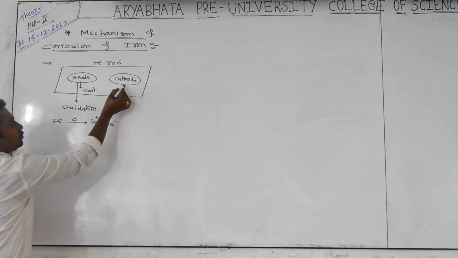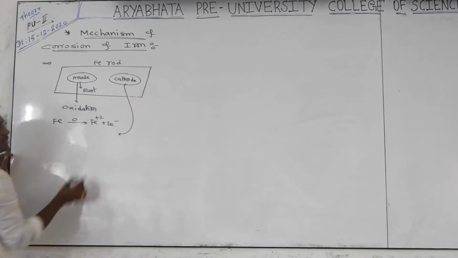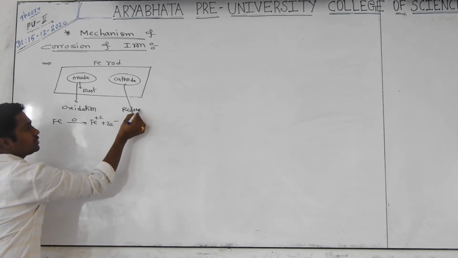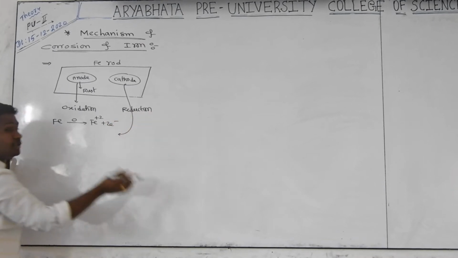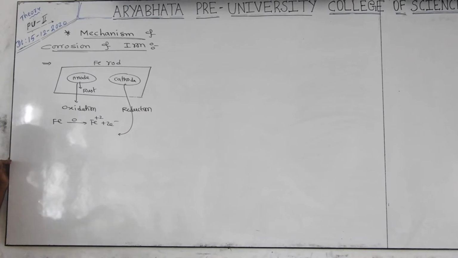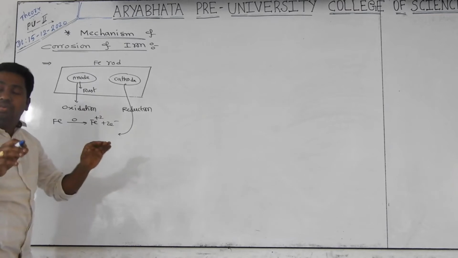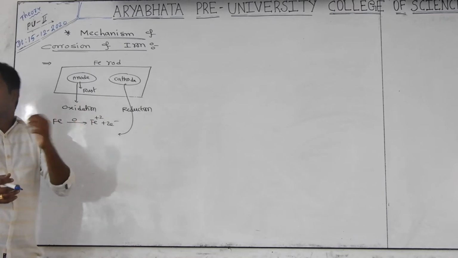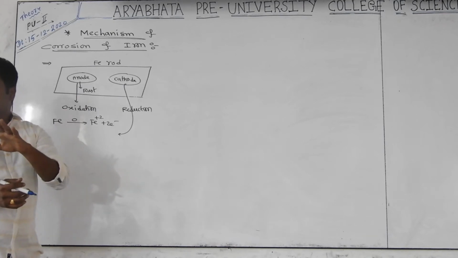But at the cathode region, what is happening? Reduction will be going on. Which will undergo reduction? Iron should not undergo reduction. Why? Because iron is a metal that always has a tendency to lose electrons, since it is an electropositive element. It should not be involved in the reduction.